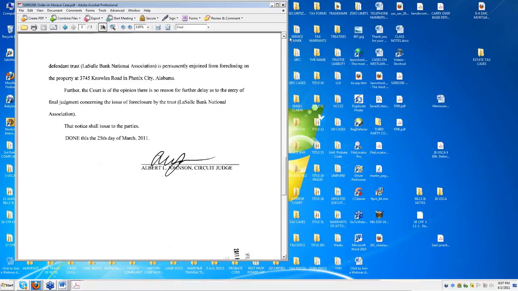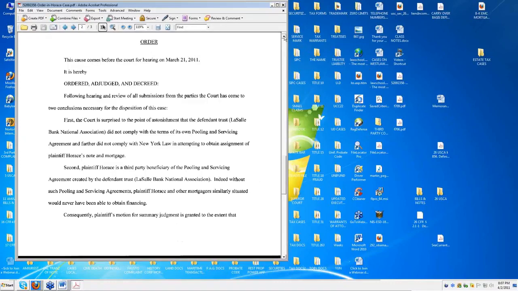Man, every foreclosed person needs to have this order. Okay, what is this judge telling you? He's telling you not only that LaSalle didn't meet its own pooling and servicing agreement, but this applies to all other mortgagors similarly situated. Duh.